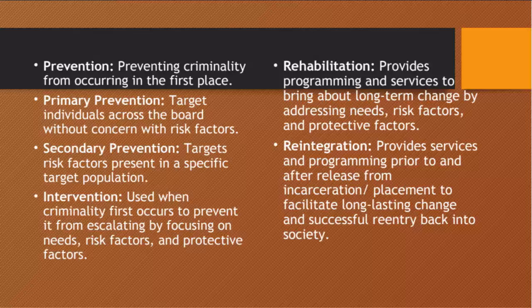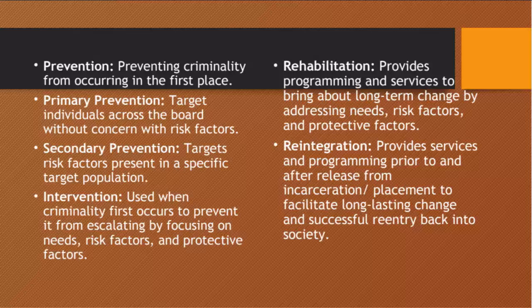The first is primary. Now, they target individuals across the board without really looking at what risk factors they have, which are things that increase the likelihood someone will offend or reoffend. So we're not looking at the risk factors, we're just doing the program across the board. An example would be DARE or other types of drug programs in schools. Those are across the board. A lot of schools also have bullying programs that are primary.